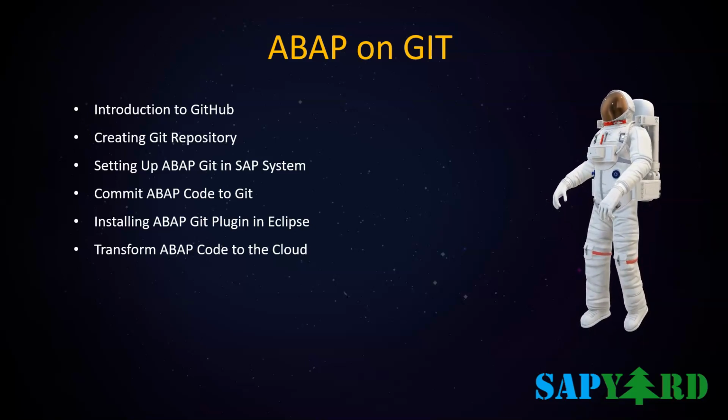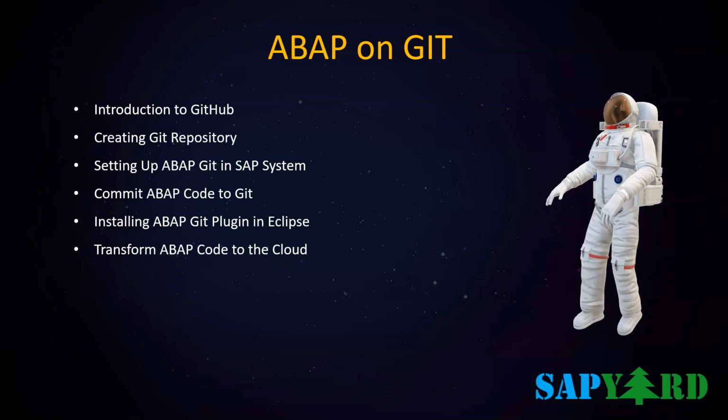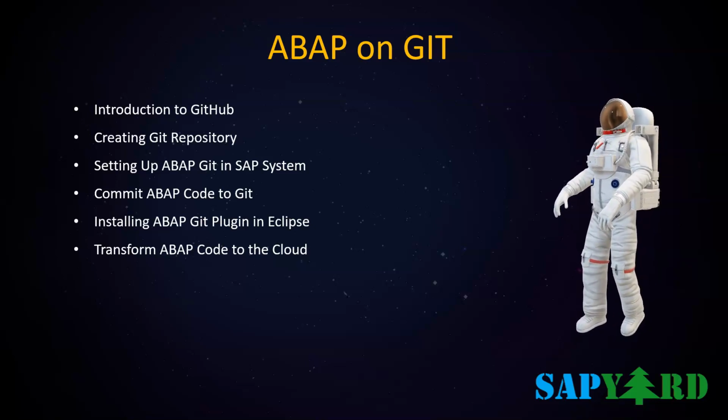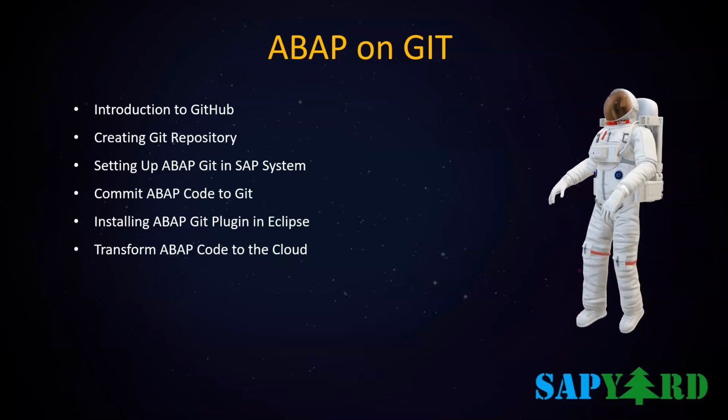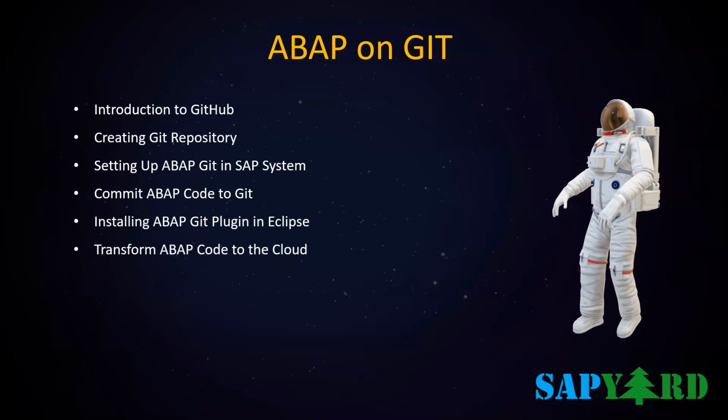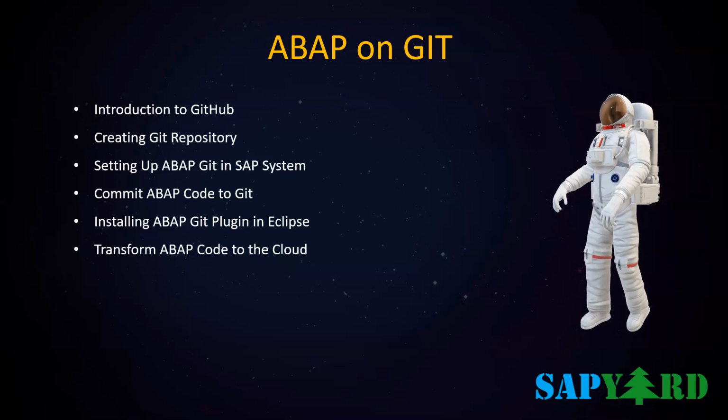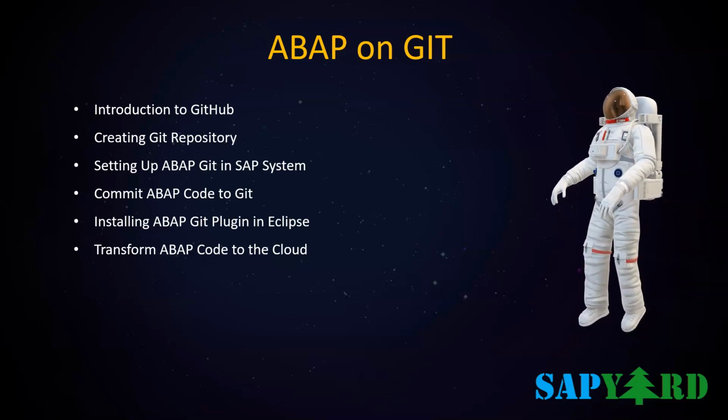We will also show you how to commit ABAP code to Git. We will also install ABAP Git plugin in Eclipse and also transform ABAP code to the cloud. In short, we can use ABAP on Git to export and import SAP development objects between SAP systems.